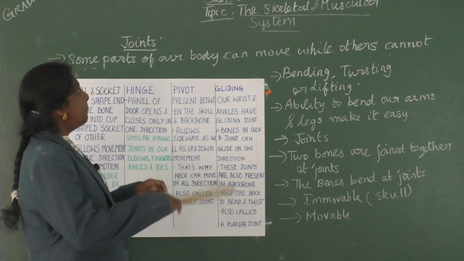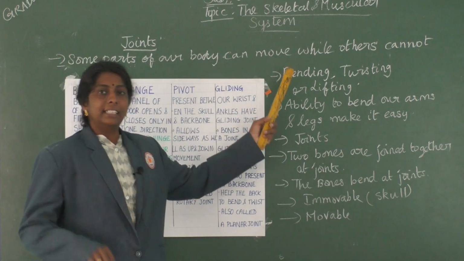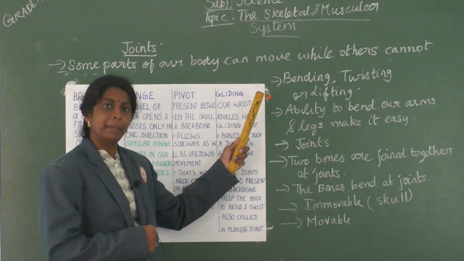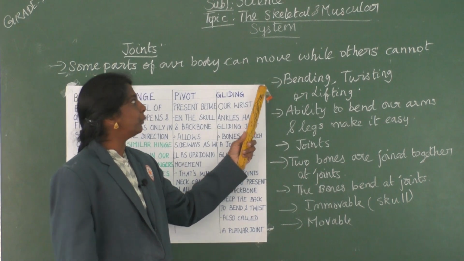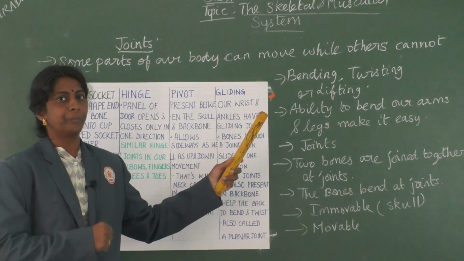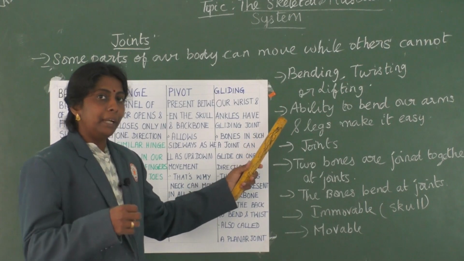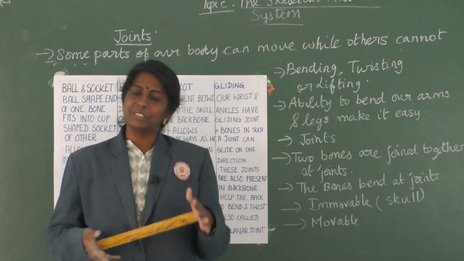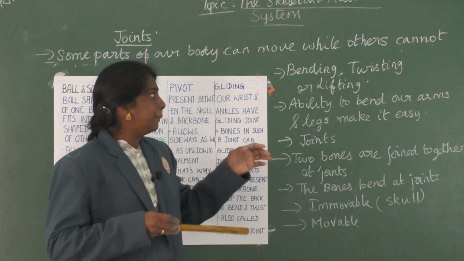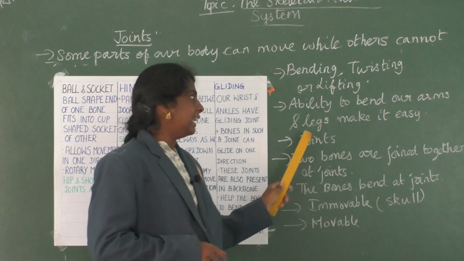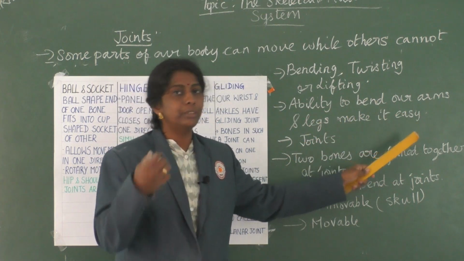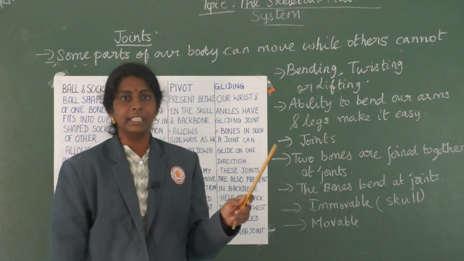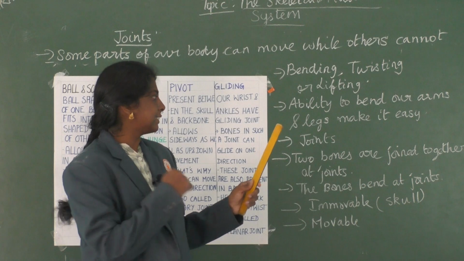Listen. Some parts of the body can move while others cannot move. Some parts can move to some extent, freely, and some others cannot move. The movement might be bending, twisting or lifting. So the ability to bend our arms and legs makes it easy to do different things. Since we are able to move our arms and legs, we can do many things easily, isn't it? Yes.